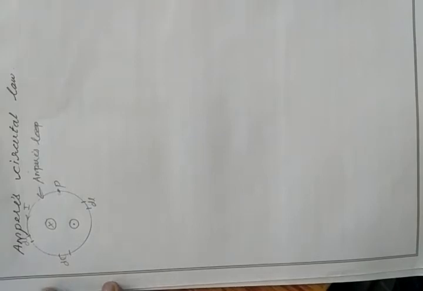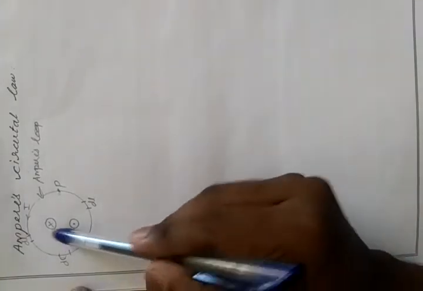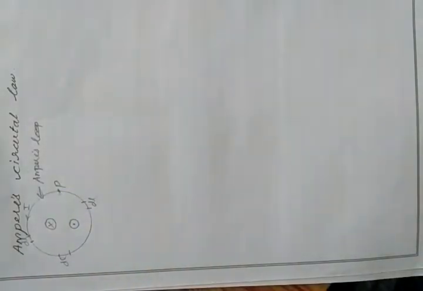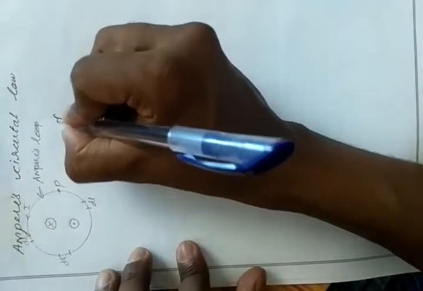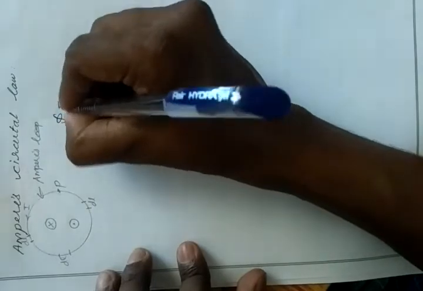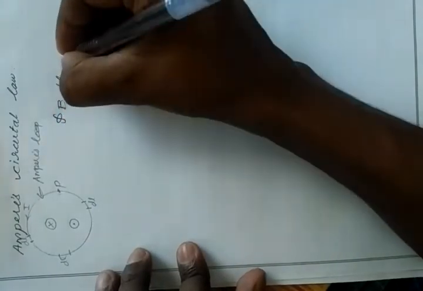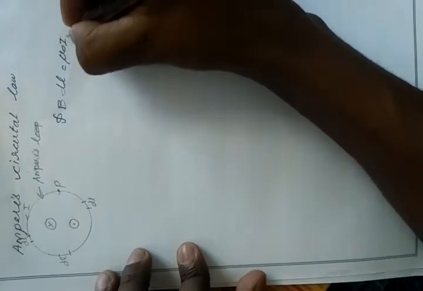So the formula to find the magnetic field due to this current carrying wire at point P will be equal to the closed integral of B dot dl equals mu naught I inside.